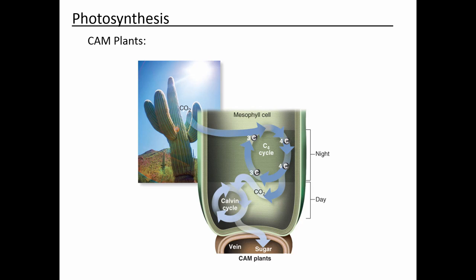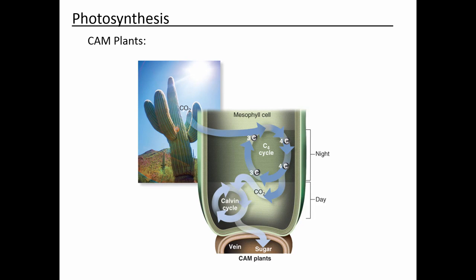And then during the day, to conserve water, when it's hot out, they'll close their stomata, but then the 4-carbon molecule that built up at night is going to break down and give off carbon dioxide that enters the Calvin cycle. So you can see that this plant separates initial carbon fixation from the Calvin cycle in time. And again, initial carbon fixation happens at night, and then the Calvin cycle happens during the day. And that pathway also minimizes photorespiration in CAM plants.